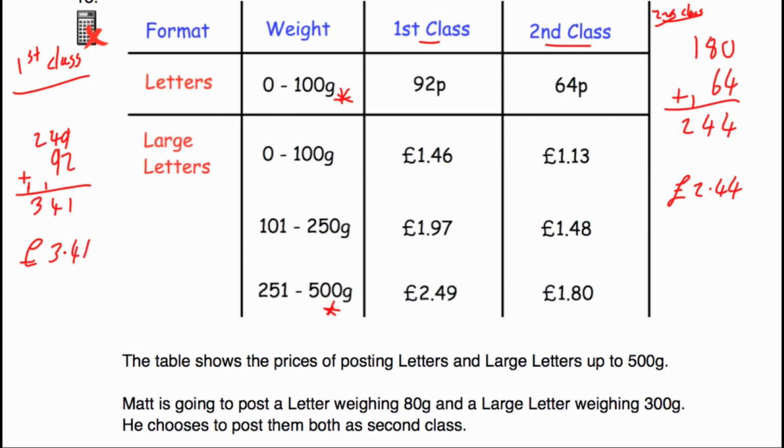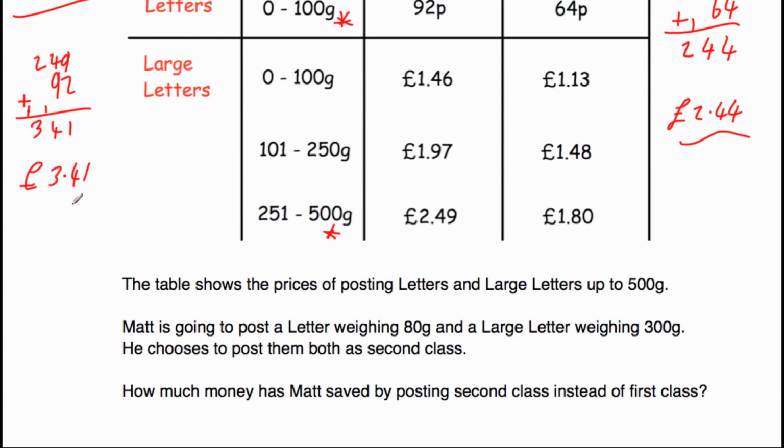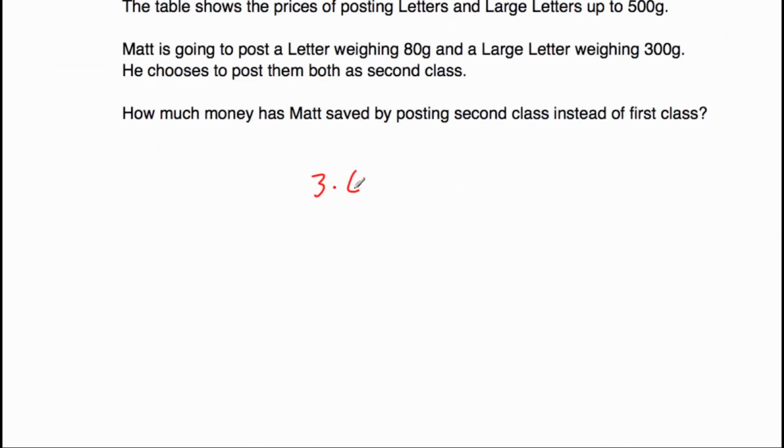Now the question says, how much money did he save by posting them second class rather than first class? So if we take these away, we can see how much money he saved. So we've got our £3.41 and our £2.44. You could have written 341 and 244 and just put the point in at the end if you wanted to, or it might be in pence, I don't know. Let's have a look and see what we get. Now I've just lined them up with the decimal points. I'm going to put my decimal point beneath the others.